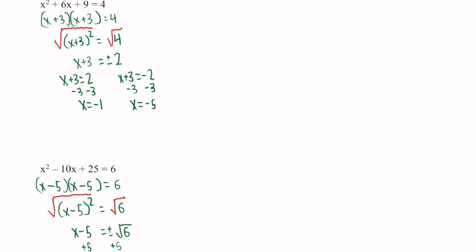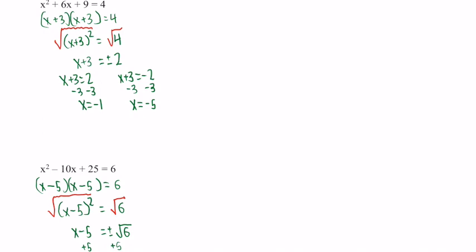The examples that we solved on this page worked because when we factored the left side, we ended up with a perfect square, a factor multiplied by itself. It doesn't always turn out that way when you're trying to factor something.